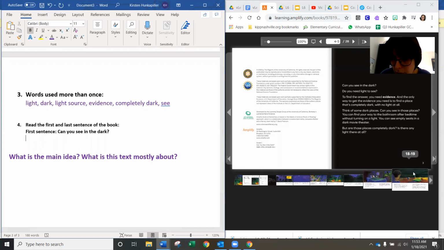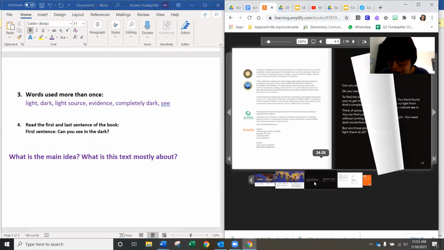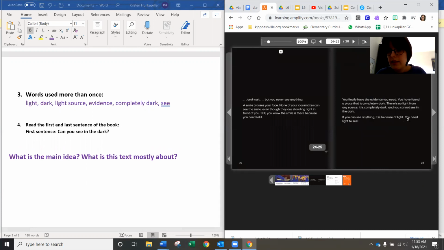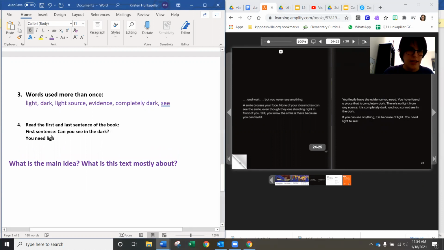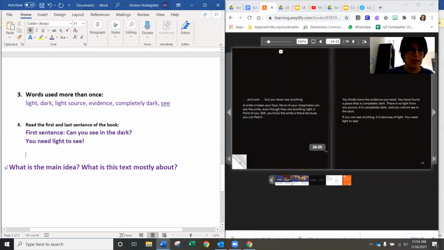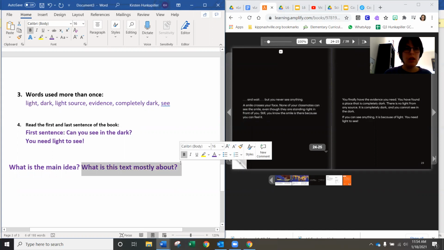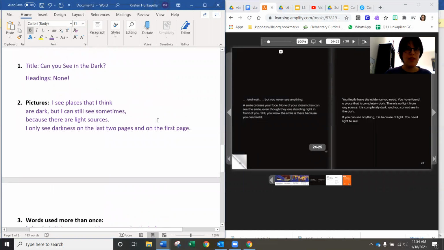Go to the end of the book and look at the last sentence. Here it is. Let's read it. What is the last sentence of the book? That's right. It is, you need light to see! Exclamation mark. Okay, well, now that I have gone through all of my thinking steps, I should know what the main idea is. And that means, what is this text mostly about? Let's look at our work one more time, and then it's your turn to answer the thinking job.